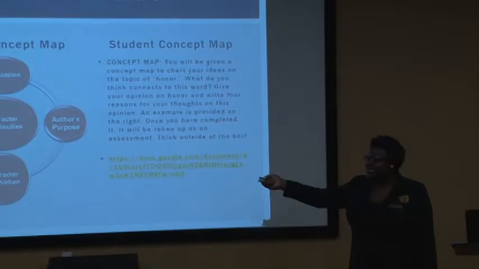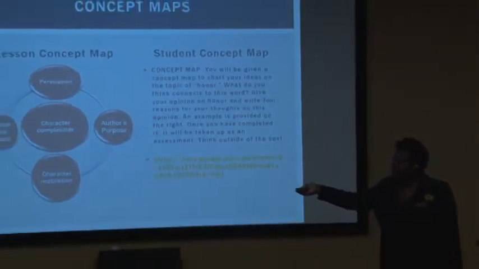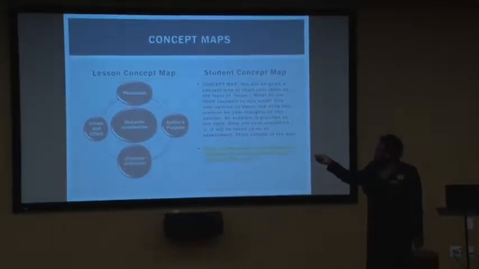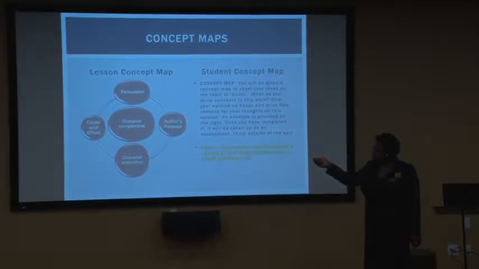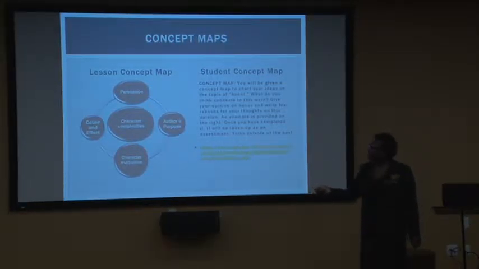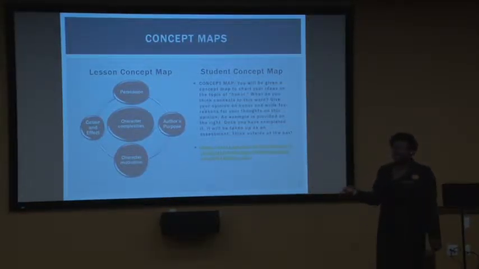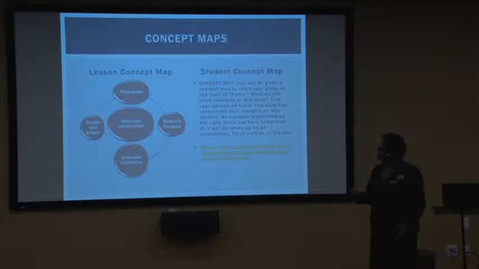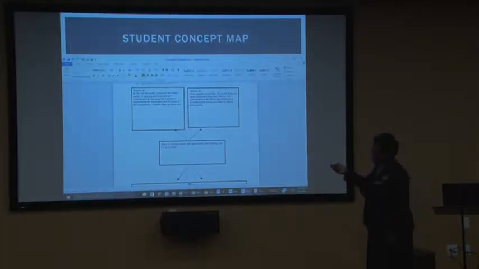So I have my lesson concept map here. I wanted to focus on character complexities, author's purpose, character motivation, cause and effect, and persuasion, which was a main topic of discussion when going into Shakespeare's Julius Caesar. So this is an idea of the prompt that I gave them all to do their own personal concept map. And this is how it turned out.